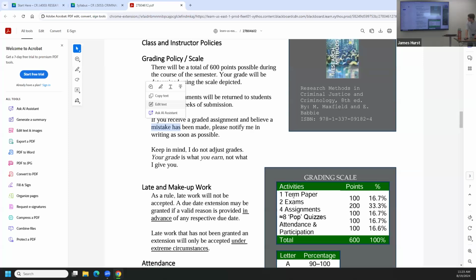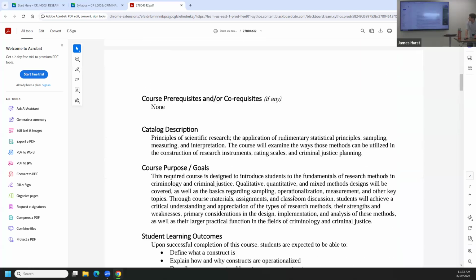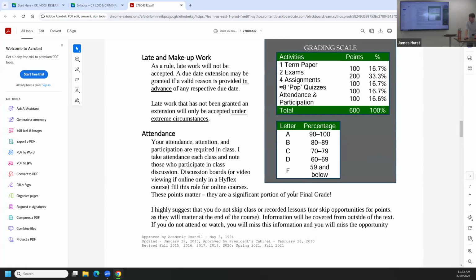All right, so here we go. One term paper. I didn't update this. I did have a term paper. I need to update that. It's a second error. Found two errors today so far. I do want to have a term paper.